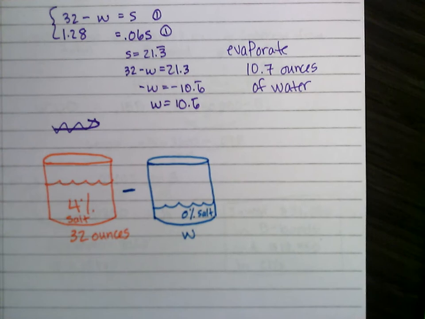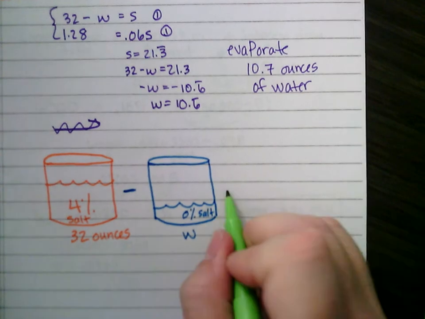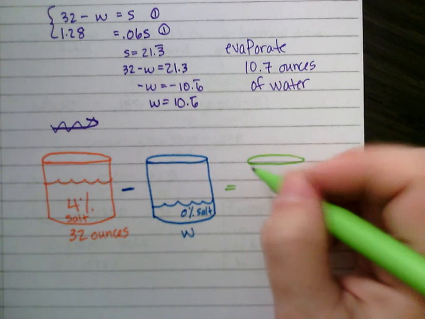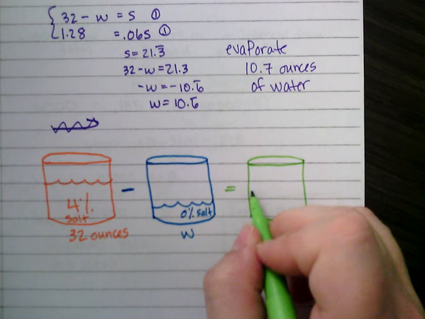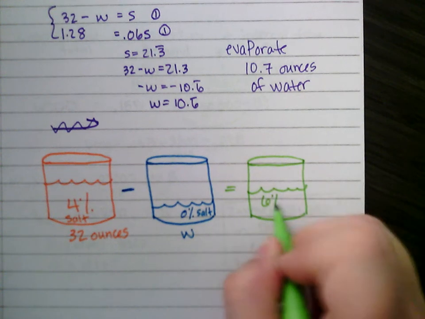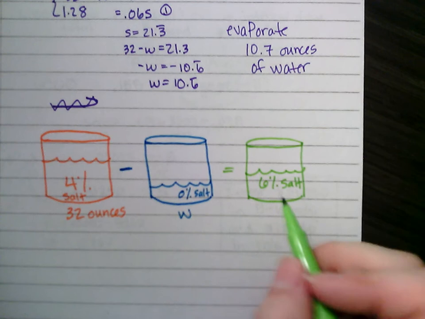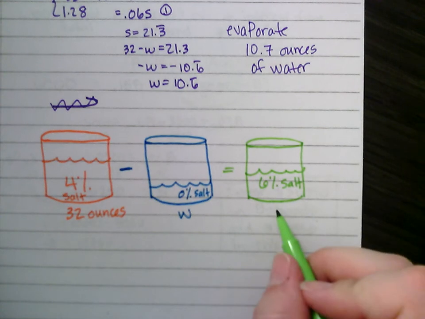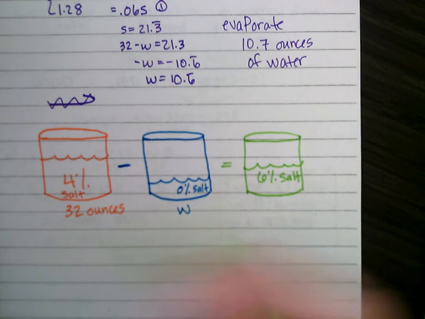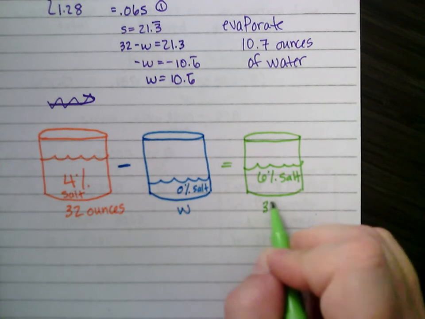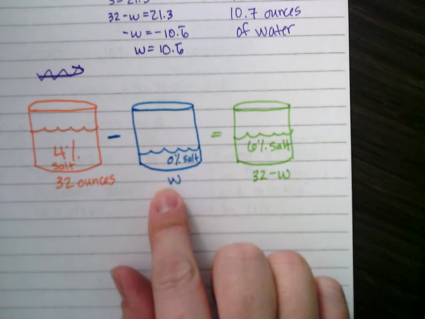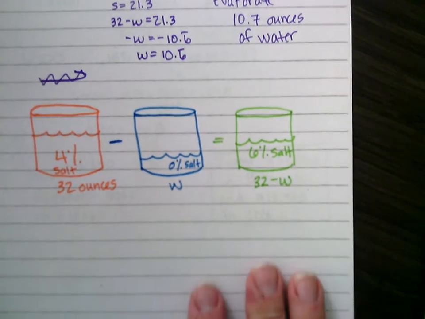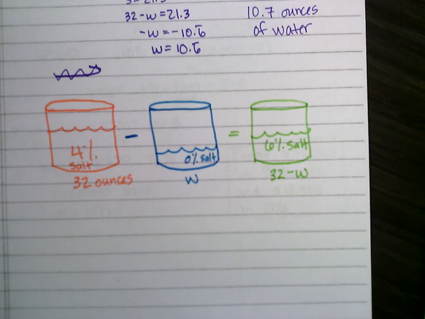And then I want to end up, at the end, with a 6% solution, 6% salt. And I don't know how much I'm going to end up with, so I could either use a variable here, or I could say that the amount I'm going to end up with is 32 minus W, since I have 32 ounces to start with, and I'm subtracting water to get that salt.